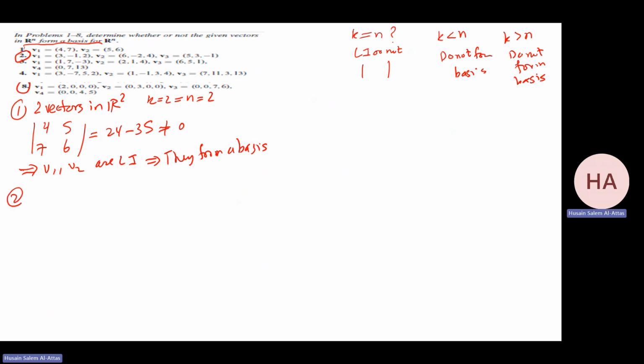Okay. Number 2. I have 3 vectors in R3. So it means k equals 3 equals n equals 3. So I'll do the same thing. Check the determinant. I have 3, minus 1, 2, 6, minus 2. You know what? No need to check the determinant. You can do it right away.